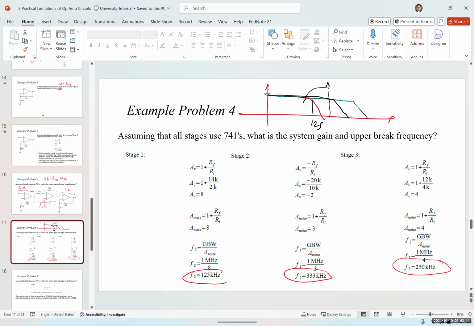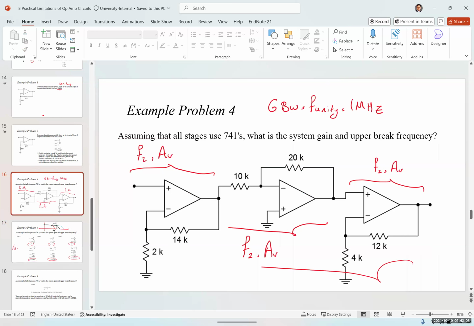You may ask, so what is the benefit of using multi-stage? What do you think is the benefit? We already calculated the gain for each stage. Gain for the first stage was 8, second stage was -2, and the third stage was 4. But what is the overall gain? What is the total gain of the system? What is the total gain of this op amp?